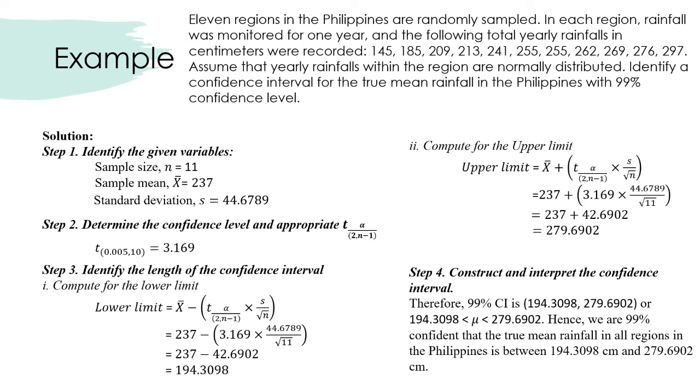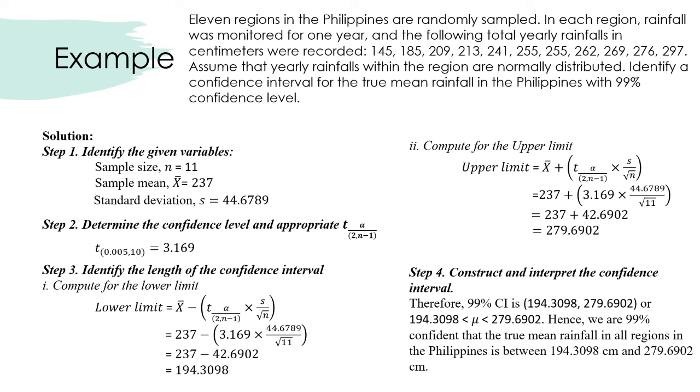Substitute the given. We will now have 237 plus 3.169 multiplied to 44.6789 divided by square root of 11. That is equal to 237 plus 42.690. Simplifying it, we will now have our upper limit, that is 279.6902.